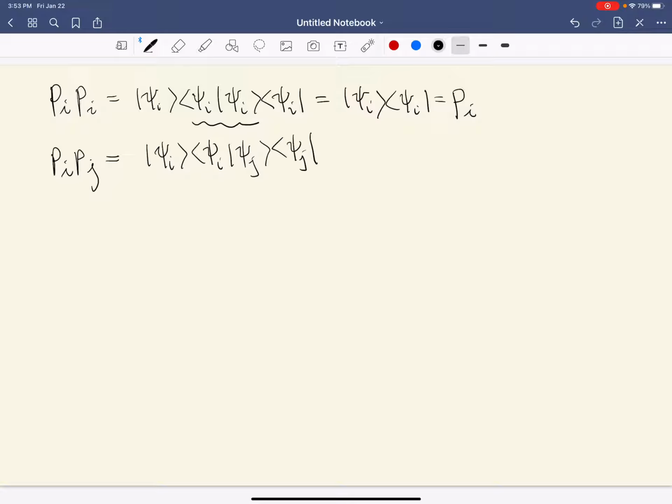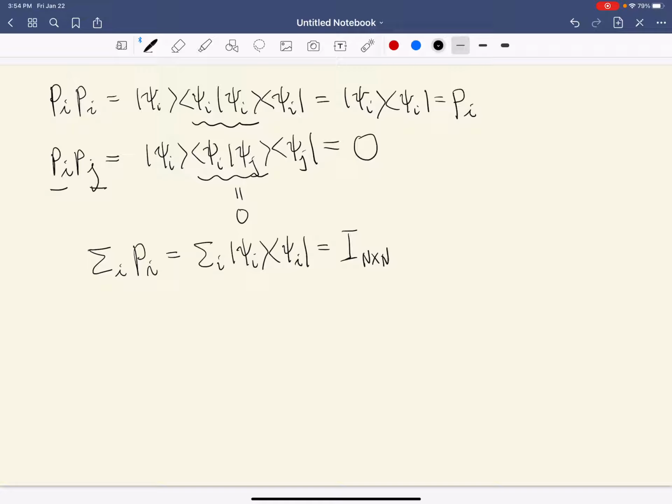And since we said that these are different sectors, that means i and j are different. So that means this overlap is 0. So the product of 2 projection operators into different sectors automatically gives you 0. Okay, which also makes sense if you just think about it. And the final aspect of the projection operator is that if you add up all of the projection operators for that system, then that ends up being a unit matrix.